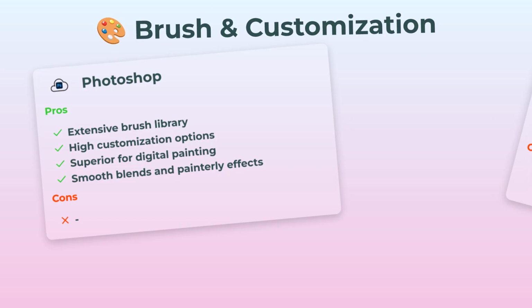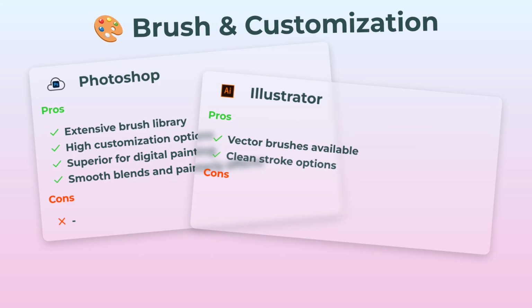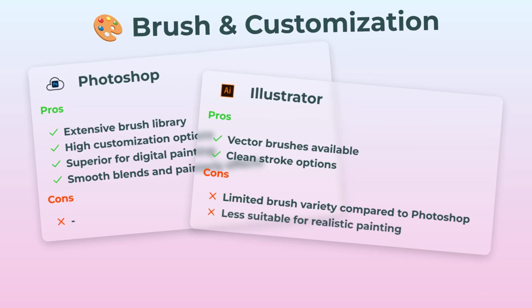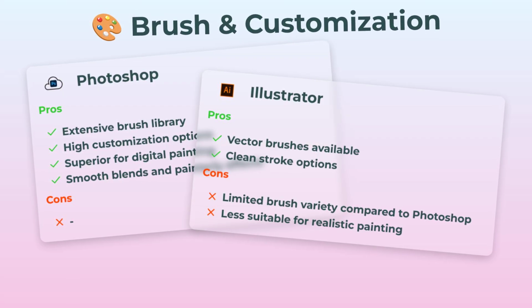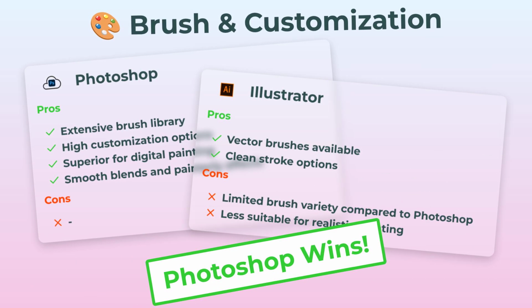Photoshop brings an insane brush library, cool customization tricks, and super smooth blends. It feels like, well, magic, especially for digital painting or when you want painterly effects. Illustrator does have vector brushes, they're clean, they're precise, but honestly, nowhere near Photoshop's variety or realism. Photoshop clearly dominates this category.